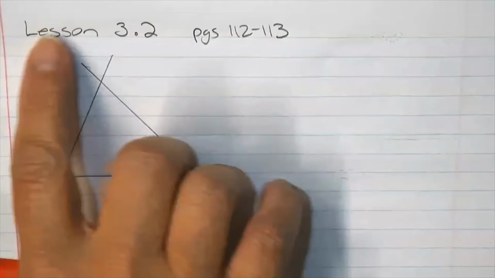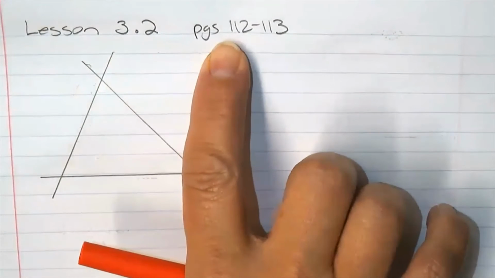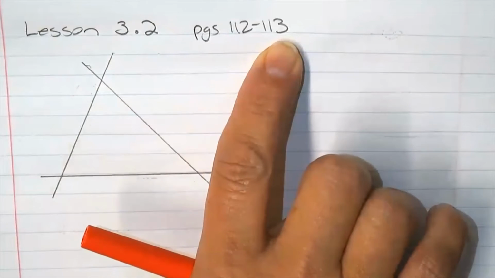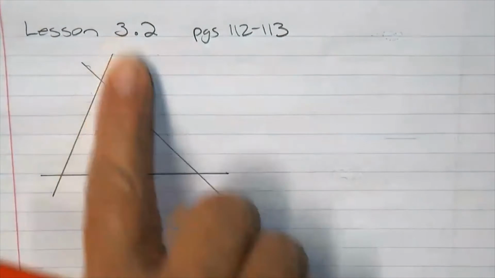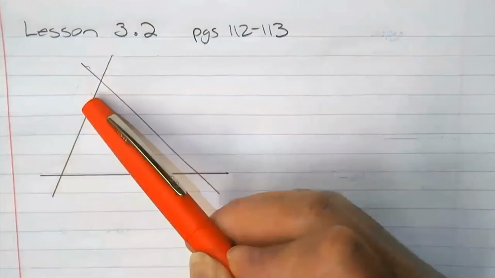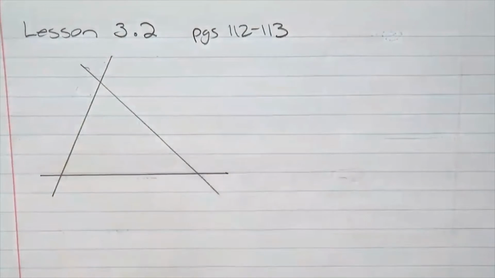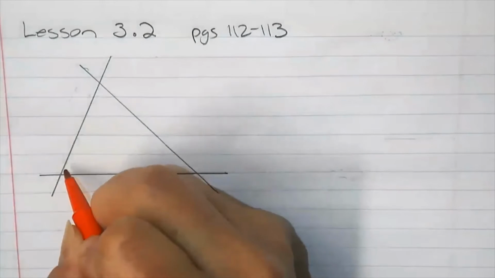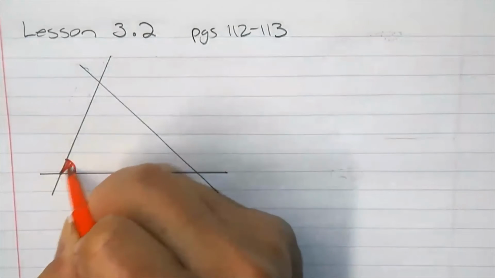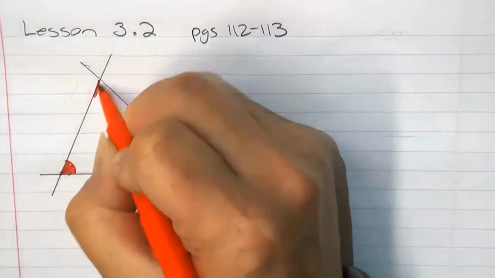Okay, we are doing lesson 3.2. It can be found on pages 112 and 113. Go ahead and draw a triangle like this, including the lines that go over or beyond the vertex. Okay, let's go ahead and mark and color code.